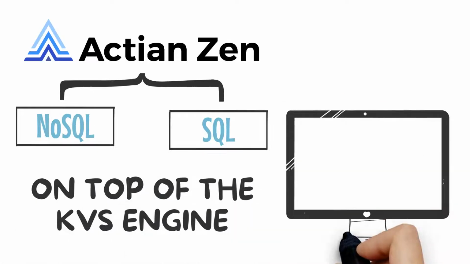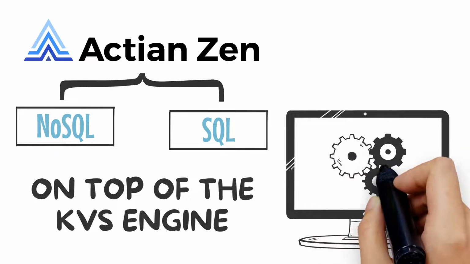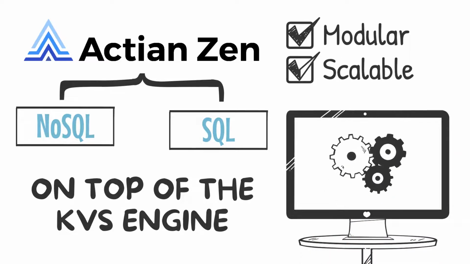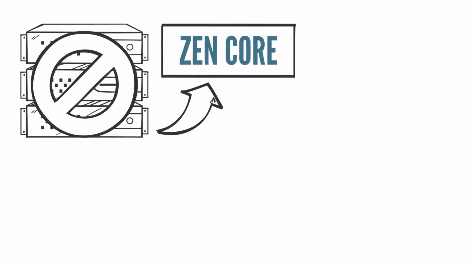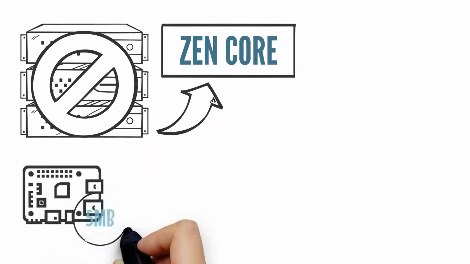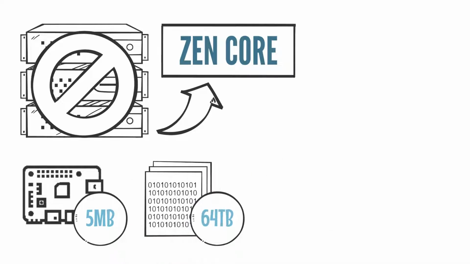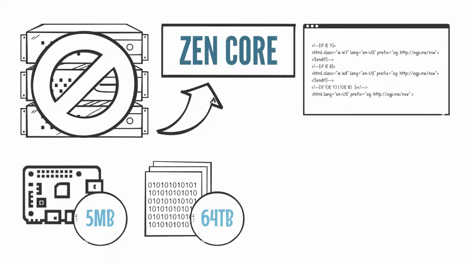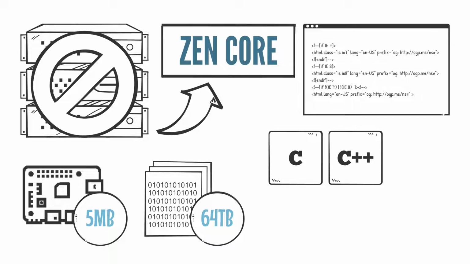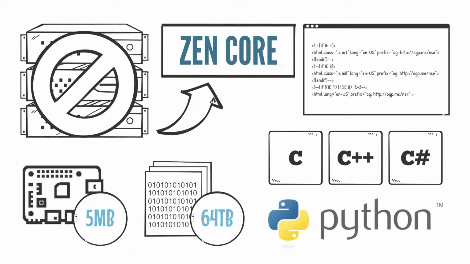As a platform, Zen provides you with a single architecture that is modular and scalable. There's a serverless edition, Zen Core, with a footprint of around 5 megabytes in storage, yet capable of handling individual data tables as large as 64 terabytes in size. It can be embedded in most programming and scripting languages, including C, C++, C#, and Python.